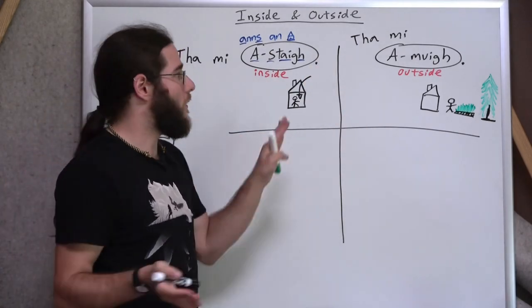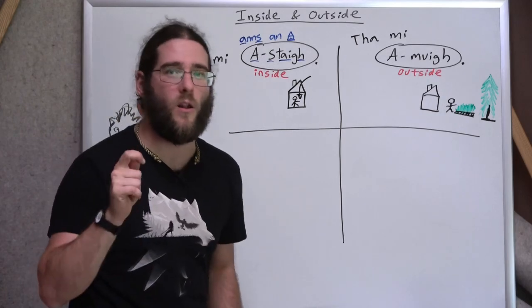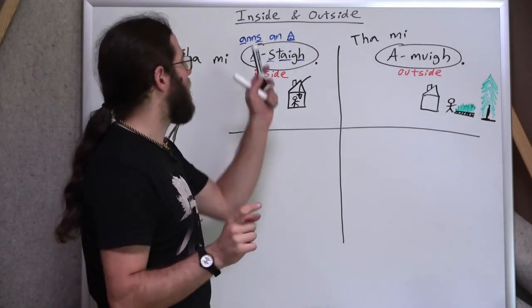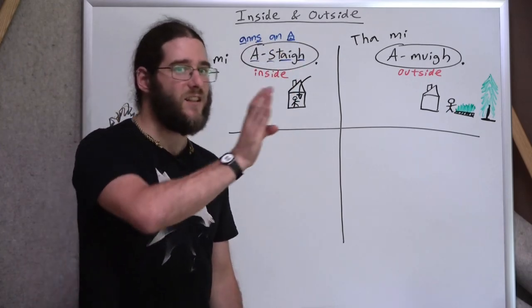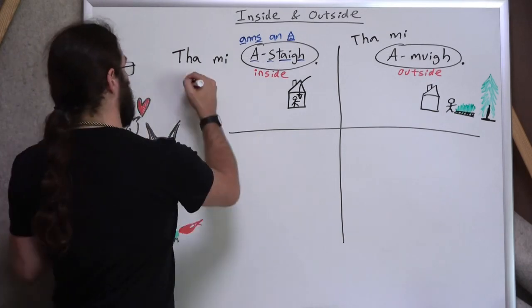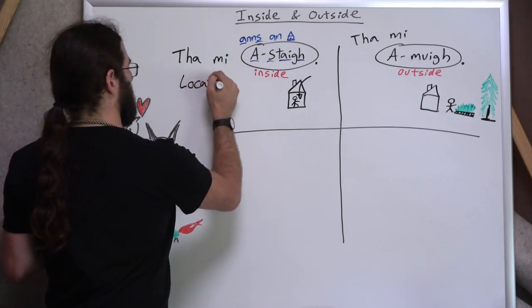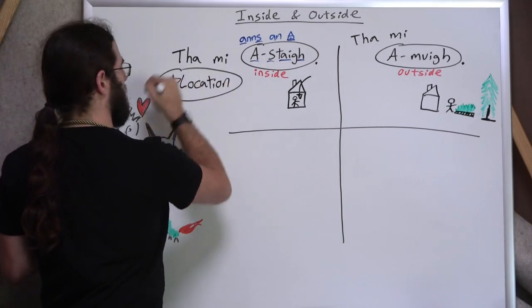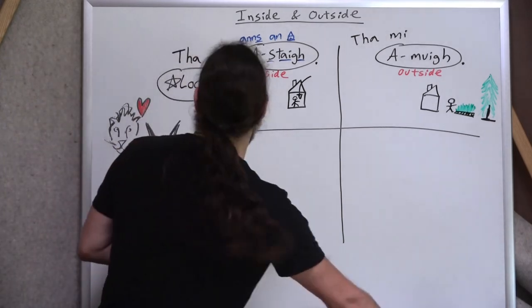Great. So these are how you talk about location. The difference in Gaelic between the different kinds of inside and outside is location versus movement. Location. That's a bit hard to read.